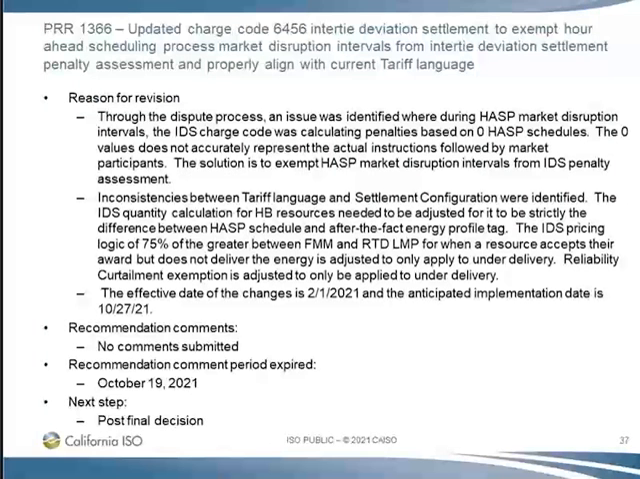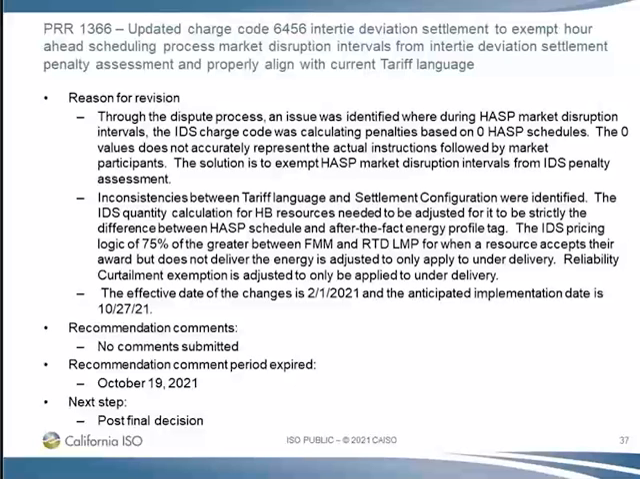And then lastly, 1366 is 2 guides that were changed with 2 different versions, 6456 version 5.3 and 5.4. This is in regards to the intertie deviation settlement penalty assessment, as well as to currently align it with the tariff language. We do have a few comments submitted for this. For this PR, we were able to respond to them, and as well, we made a few updates to one of the guides for 5.4.